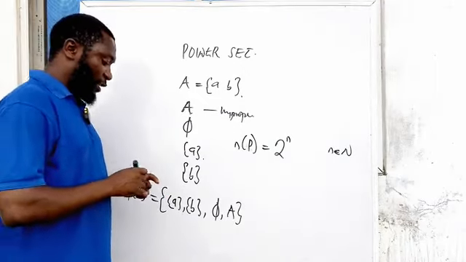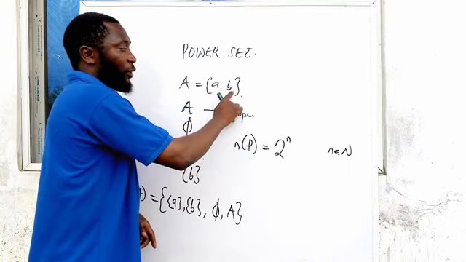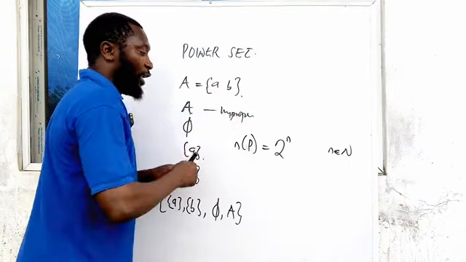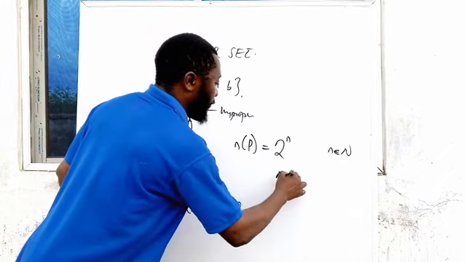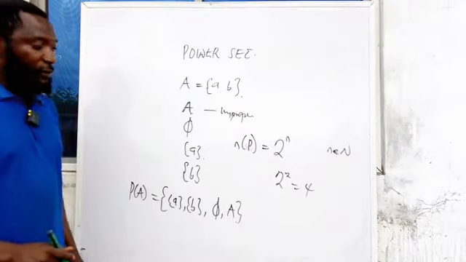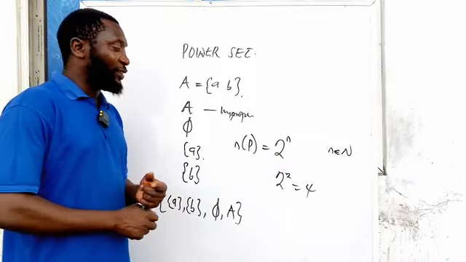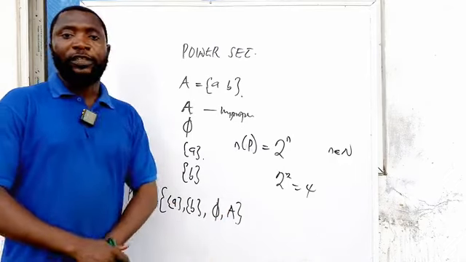Look at this set A. We have 2 members, a and b. So this has 2 members, meaning your n equals 2. Now when we say 2 raised to the power of 2, what do we have? That is 4, and that's why we have 4 members here. So this is the general formula for the size of the power set of any given set.